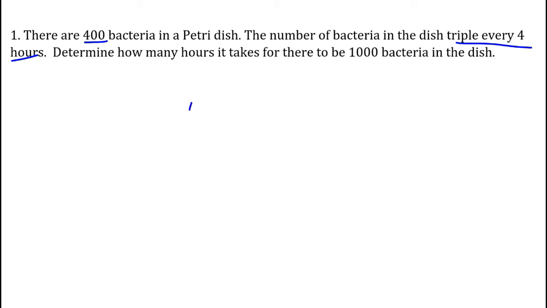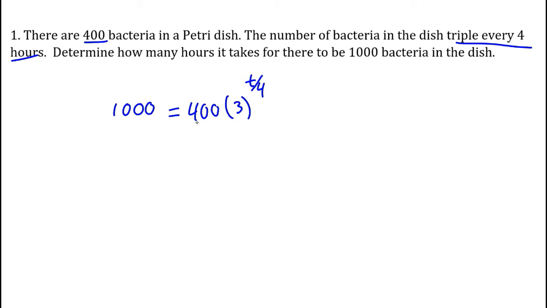So I'm starting with 400 bacteria. They're tripling, which means times 3, but it's every 4 hours, so not to the t, it's to the t over 4. And I want to know when that gets to 1,000. So it's an exponential equation that I have to solve. When your variable's trapped in the exponent, we need to use logarithms.